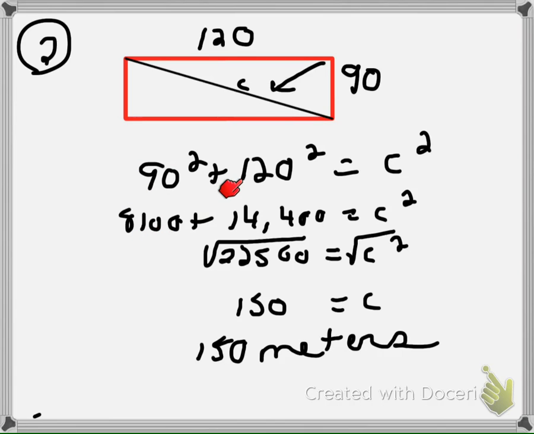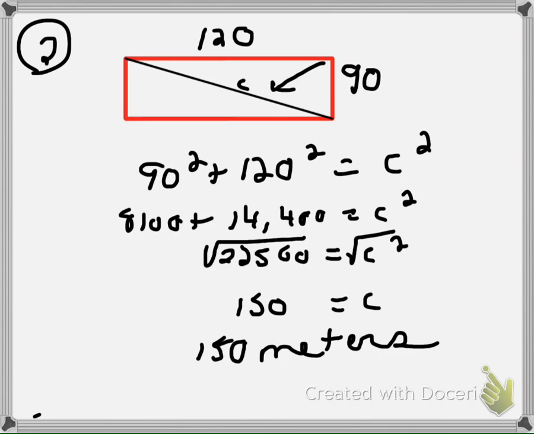90 squared is 8100 and 120 squared is 14,400. Remember, still equals C squared. I don't put a number here. Add these two together and you get 22,500 equals C squared. I don't want to know what the length of the square off of this side C is. I want to know what its side is. So I square root both of these. The square root of C squared is C, and the square root of 22,500 is 150. Therefore, each player ran 150 meters.